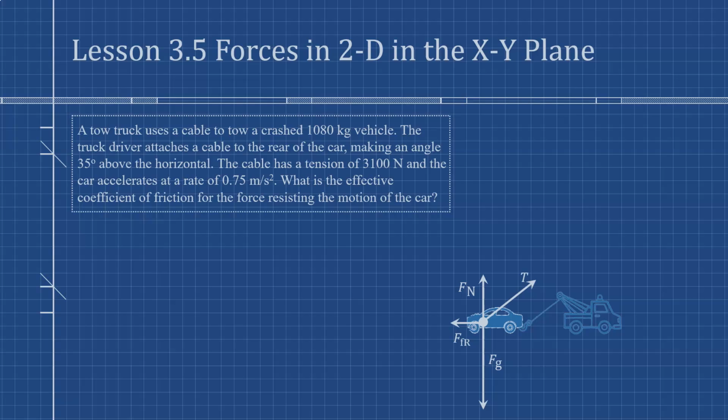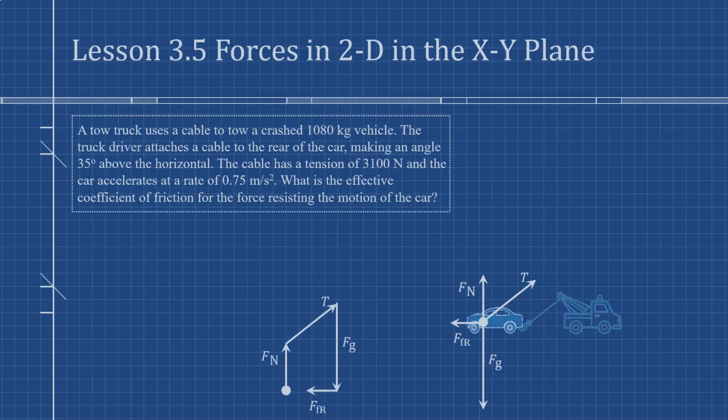And then we also have a force of rolling friction resisting the forward motion of the car. We need to figure out what the coefficient of friction is. So we need to work with that rolling friction force to figure out what our coefficient of friction is. These are the forces that are acting on the car.